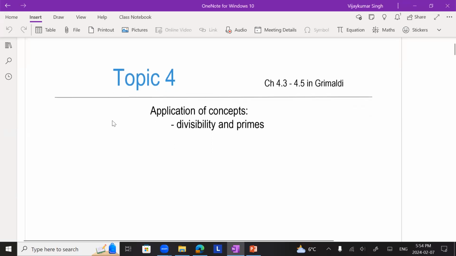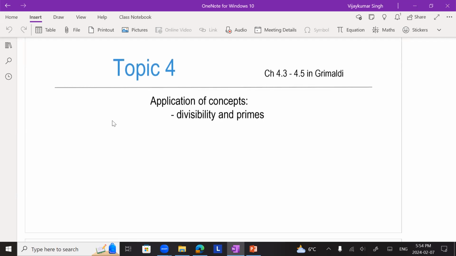Okay, so what topic are we talking about here? So we're going to talk about application. So we're going to talk about divisibility and primes. Okay, so let's talk about it.